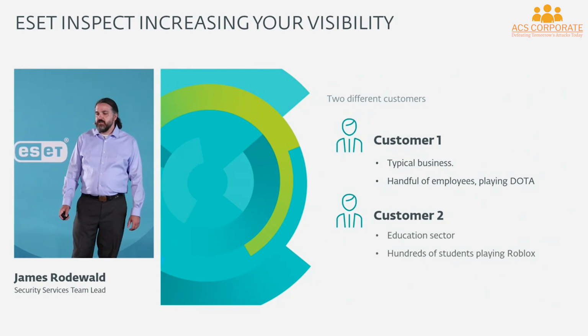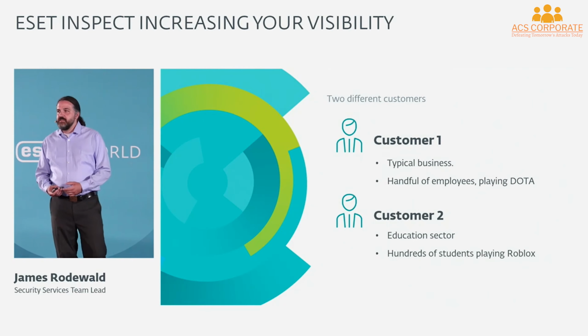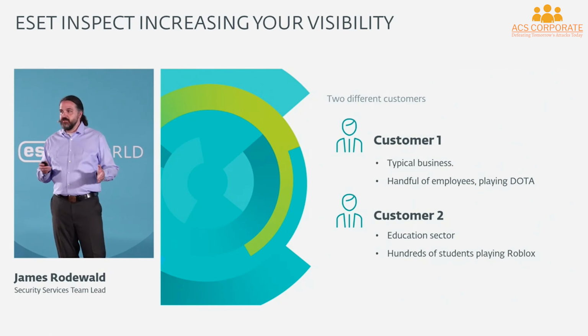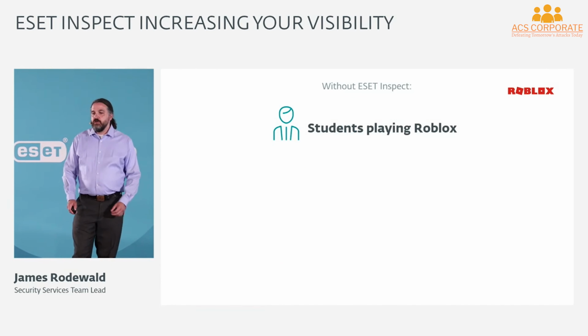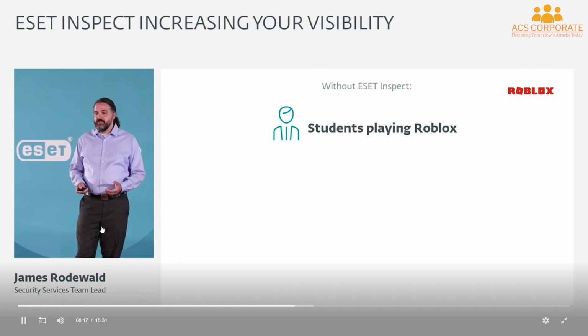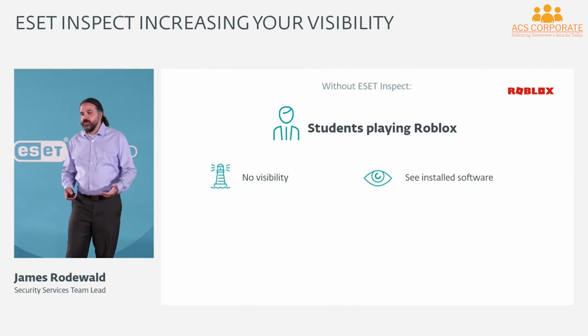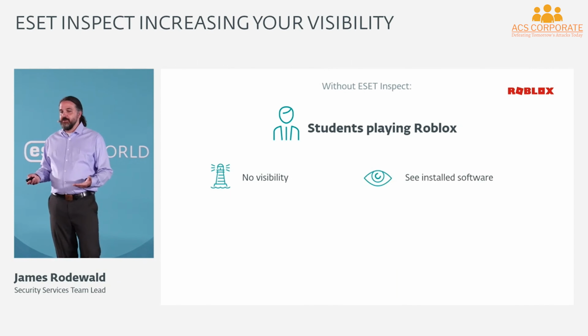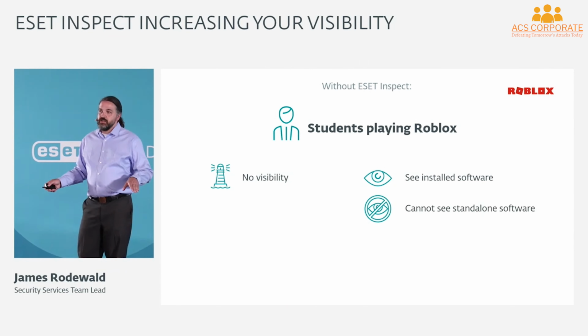So moving on to our second customer type, this tends to be the education sector, and it tends to be this video game called Roblox that we end up seeing on almost all of these education sector customers. So without using ESET Inspect, these customers can see nothing about Roblox on the network because the way Roblox is being played is it's not installed software. So they're left sitting there like, oh, it's standalone software. We don't even know where it's being used.